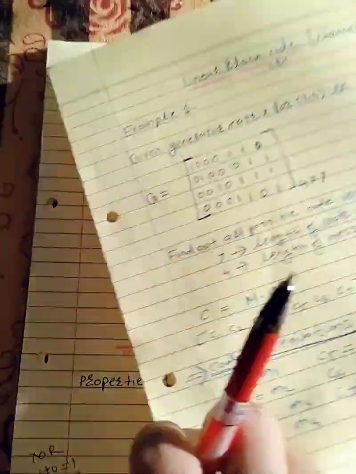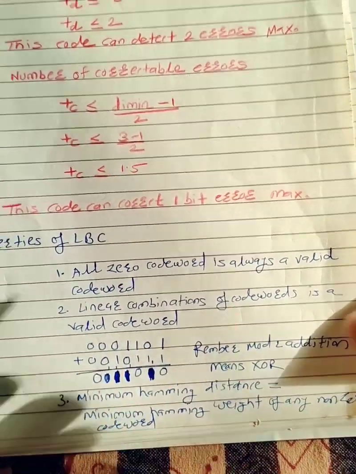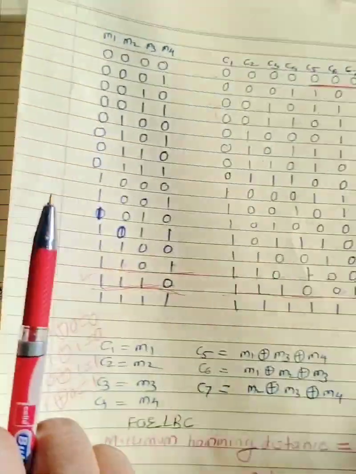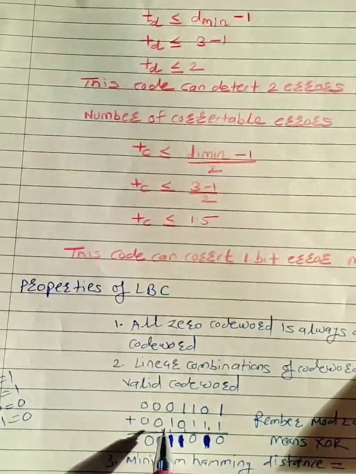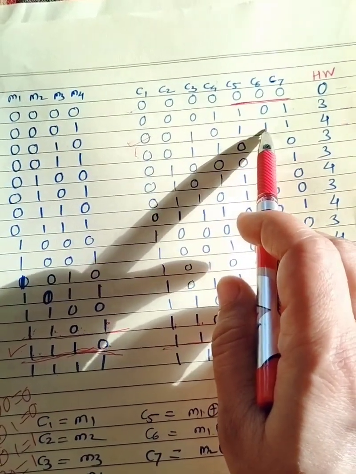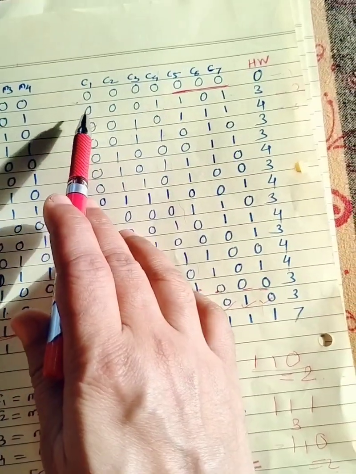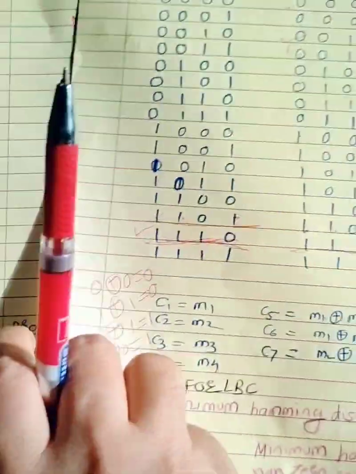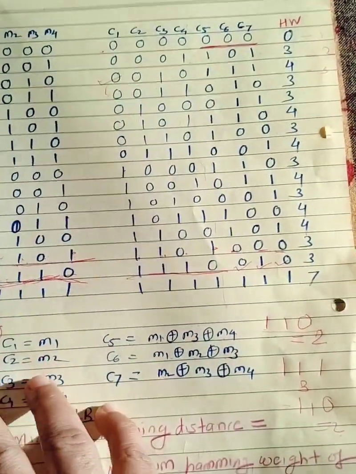For example, a linear combination of code words is a valid code word. That means we take one code word from that table and another code word from that table. So 0001110, this code word we have taken. Then another code word we have taken, 0010111. We take this code word and this code word and add them. Again, the addition is not binary addition, it is XOR addition. If you add these two code words, you will get another code word, which is 0011001. This code word is also in this table, so that is why it is called a linear code.